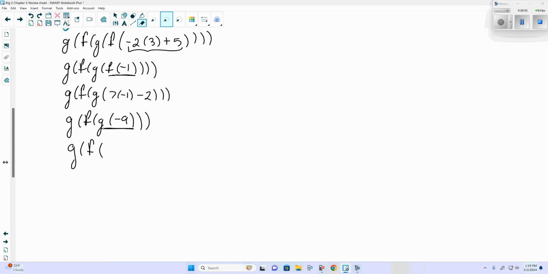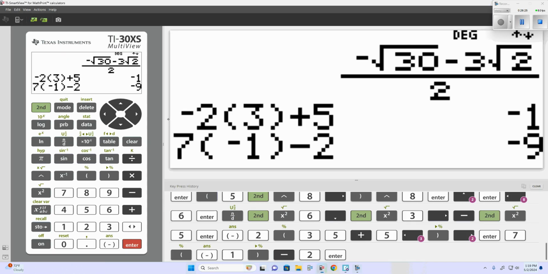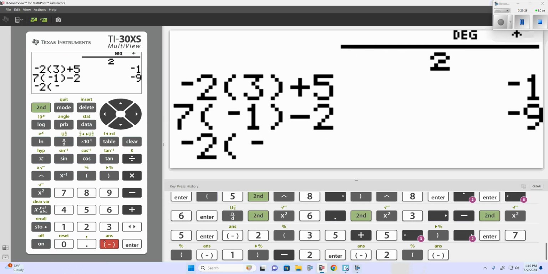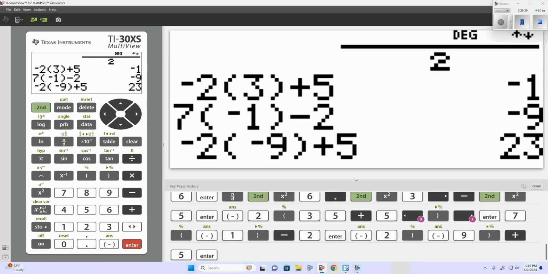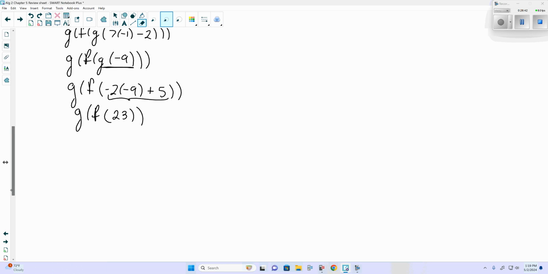Now we're going to take g of negative 9. So we're just going back and forth plugging these into each function. So it'd be negative 2 times negative 9 plus 5. And again, just like before, we're going to plug this into the calculator. Negative 2 times negative 9 plus 5 is 23. So we have g of f of g of 3 equal to 23.